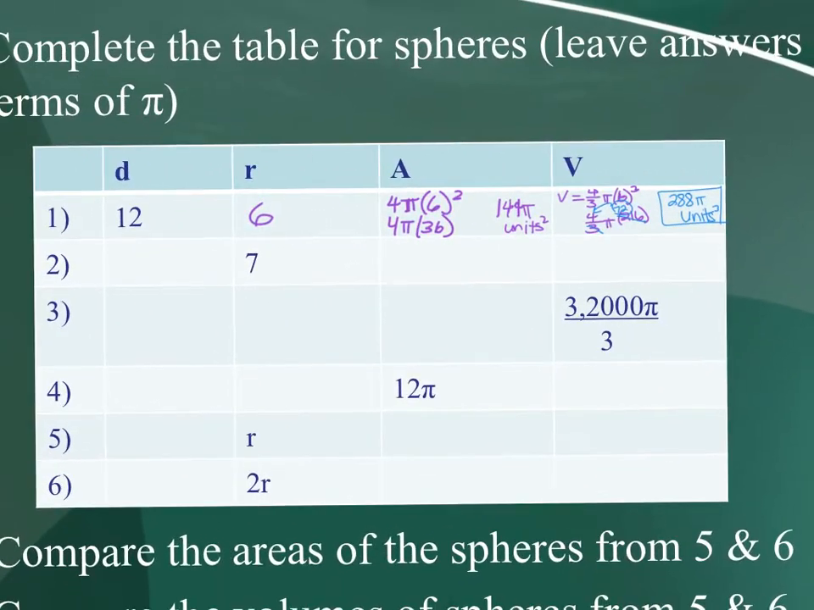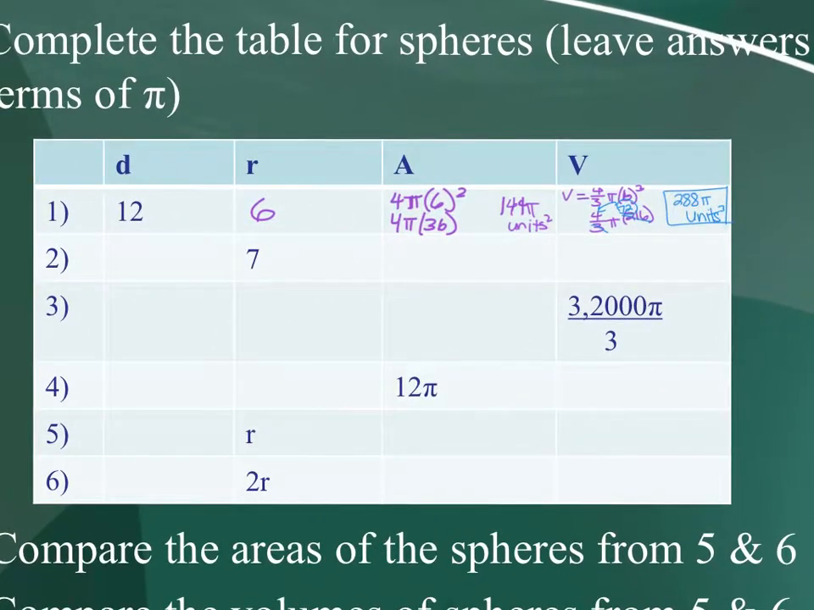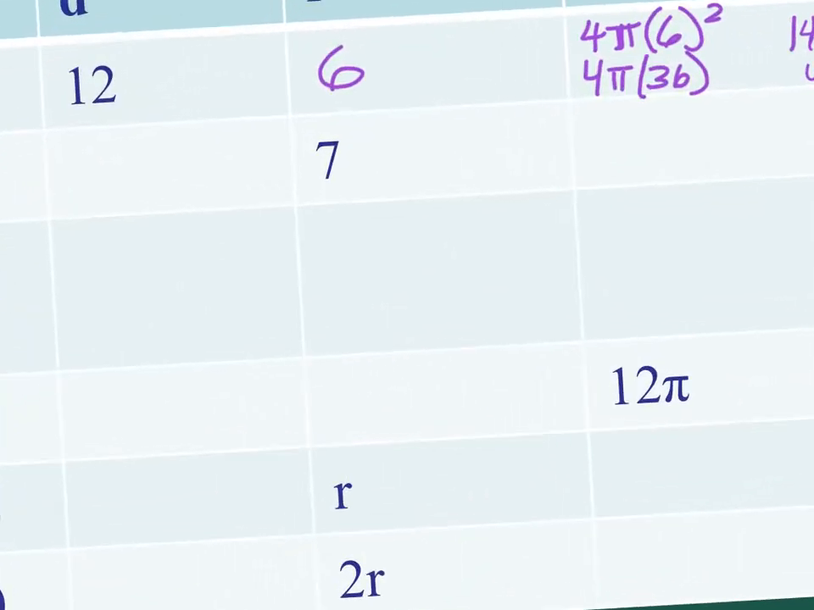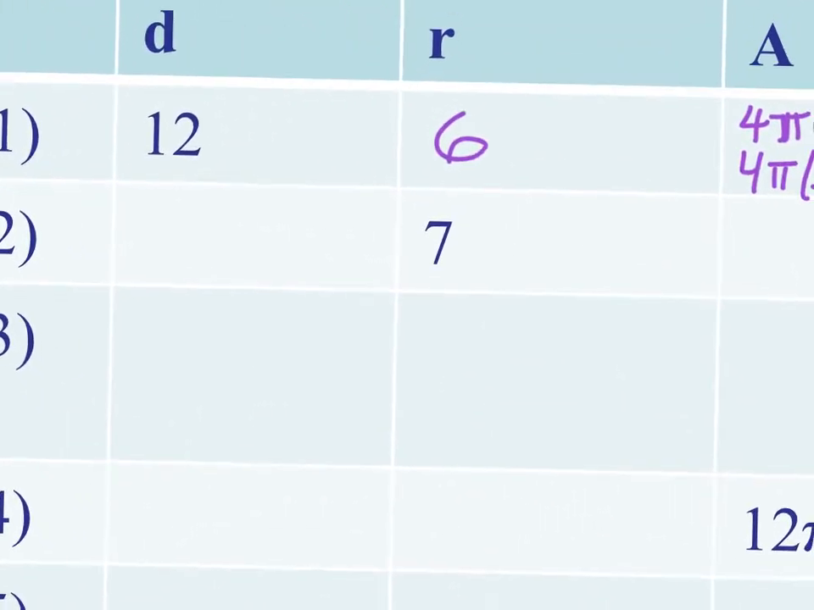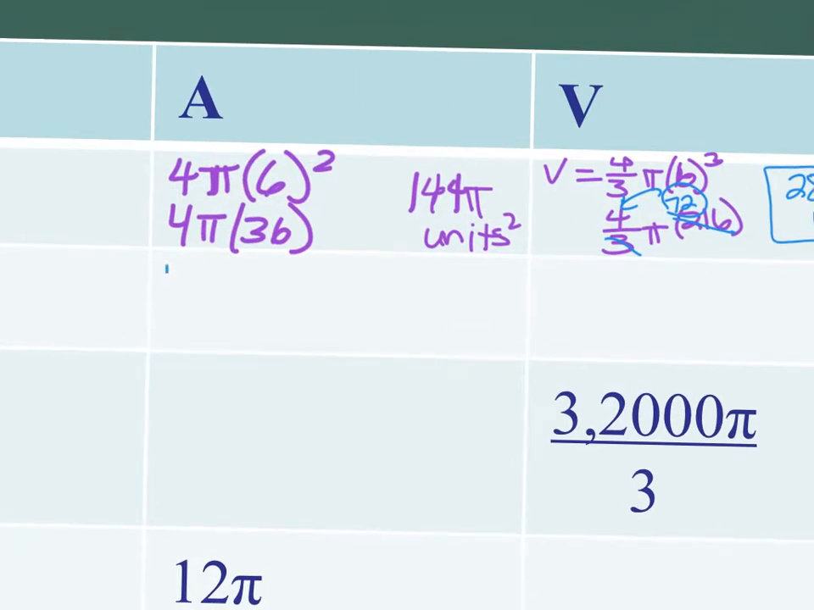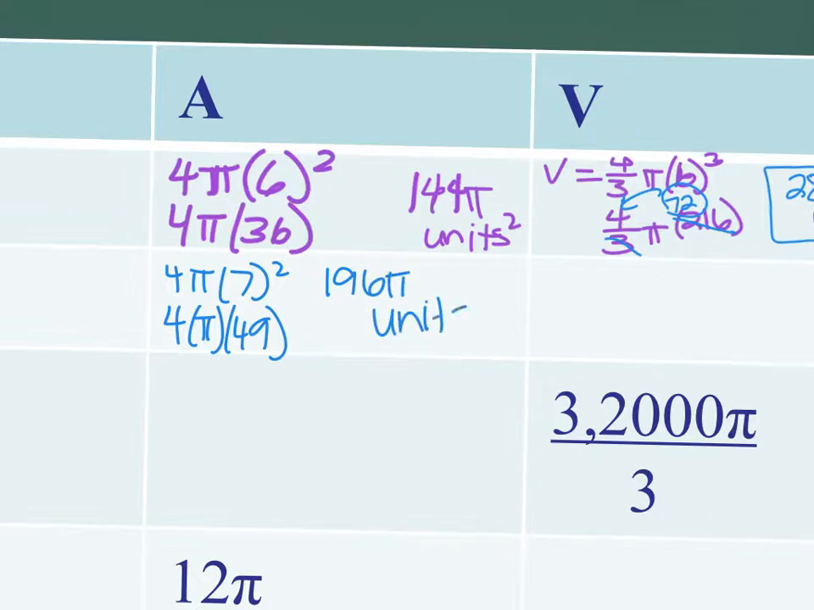All right, you do 2, and then we'll go to 3. In 2, they give you the radius. So if the radius is 7, what's the diameter? 14. And then the area would be 4 times pi times 7 squared. 4 times pi times 49, which is 196 pi. And again, no units, so this would be units squared.